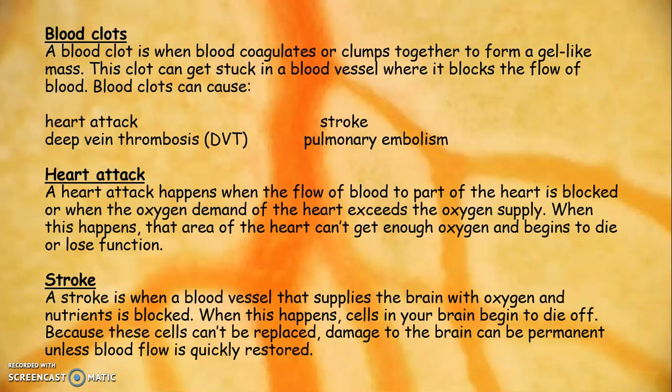The stroke. A stroke is when the blood vessels that supply the brain with oxygen and nutrients are blocked. When this happens, cells in your brain begin to die because these cells cannot be replaced. Damage to the brain can be permanent unless blood flow is quickly restored.